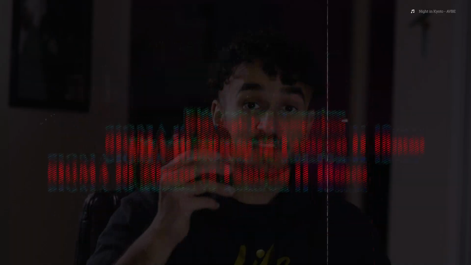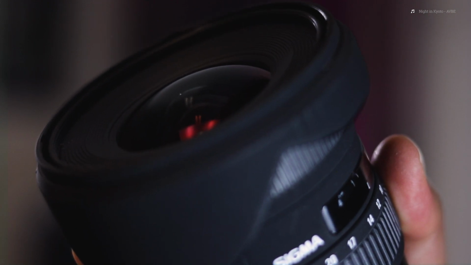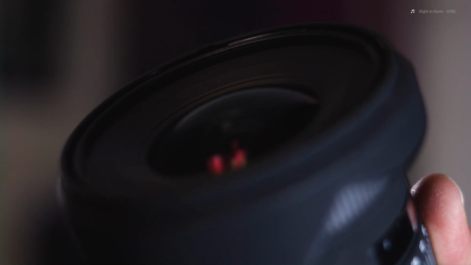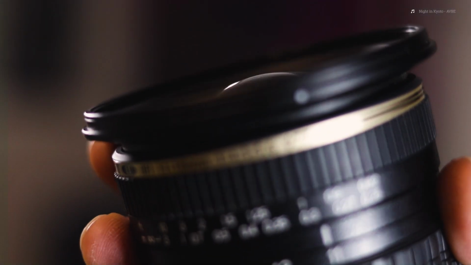Today we're comparing two lenses, the Tamron 11-18 and the Sigma 10-20mm. Now these two lenses are wide angle lenses. If you look at the surface of them, they have this bubble-like effect. Let me show you. If you can see that slight curve, this is the Sigma. We're looking at a decent curve, but we have the Tamron.